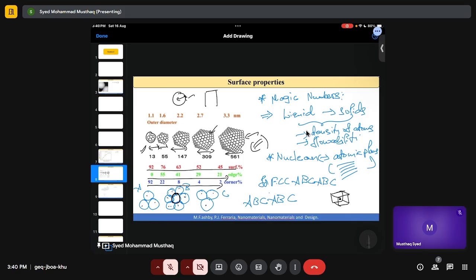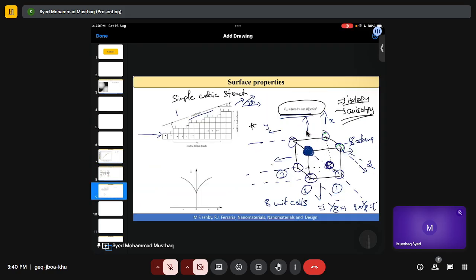People call it a cubo-octahedron, right? Because you will have not only square faces, you will also have triangular faces. I do not exactly recall the number, but that's how it looks, because of the atomic planes.